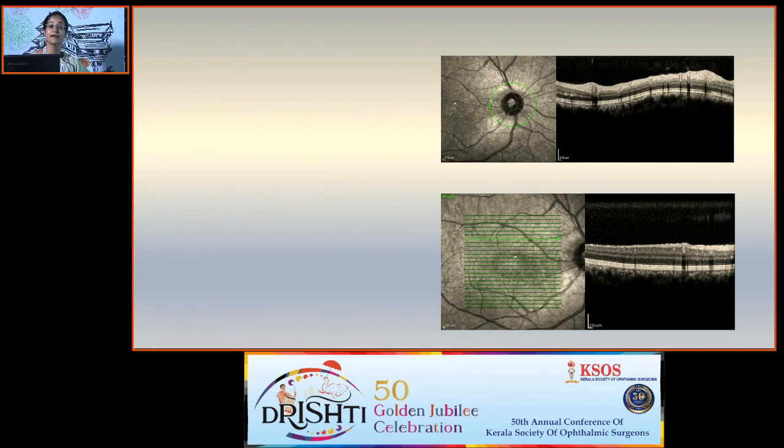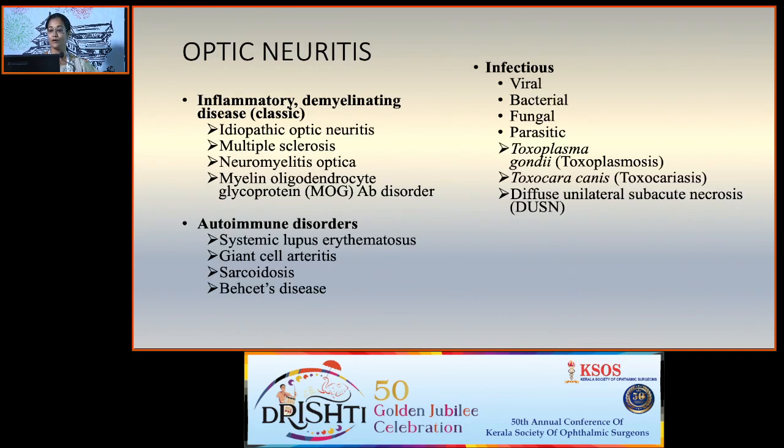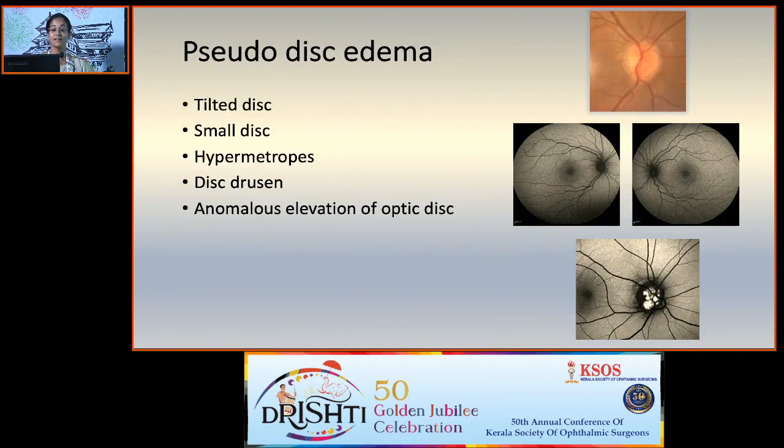So we revised the diagnosis to neuroretinitis. In our country, we have to look for more endemic causes like toxoplasma, toxocariasis, tuberculosis, sarcoid, and syphilis, rather than the rarer causes. Rarer causes come only late. And these are the causes of optic neuritis, and always distinguish a pseudodisc edema. Remember, these are the causes.